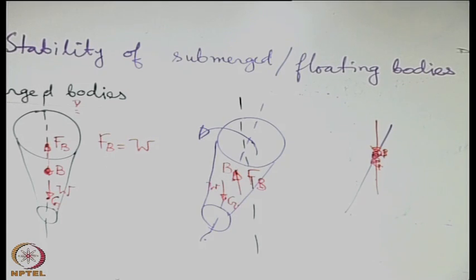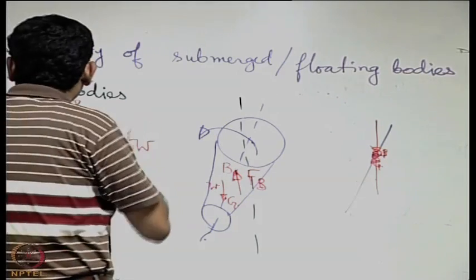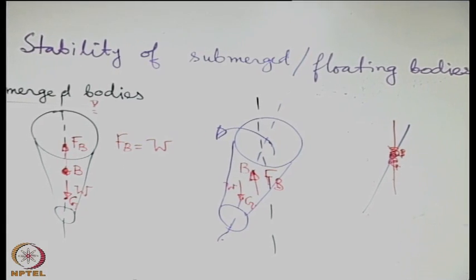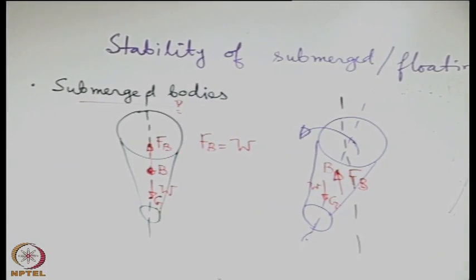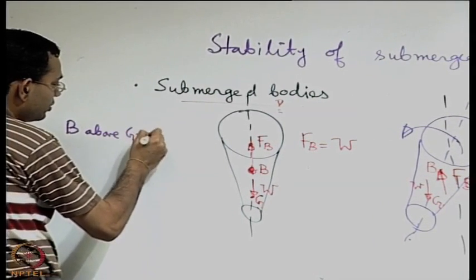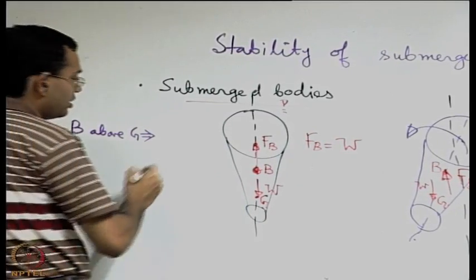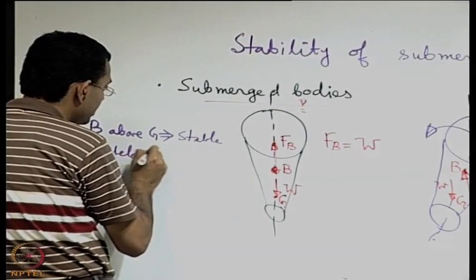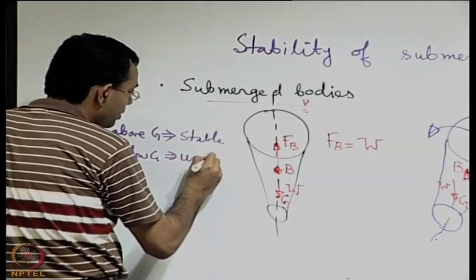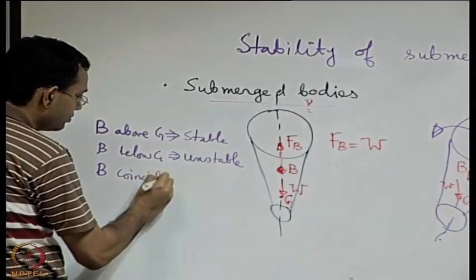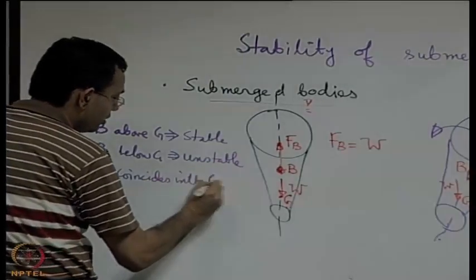That equilibrium is known as neutral equilibrium. So for submerged bodies, the equilibrium condition depends on the relative location of B with respect to G. What we can summarize from this: if B is above G, it implies stable equilibrium. If B is below G, it is unstable equilibrium, and if B coincides with G, that is neutral equilibrium.